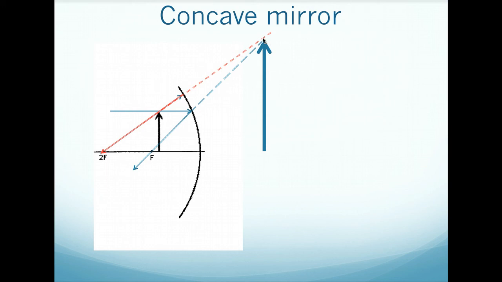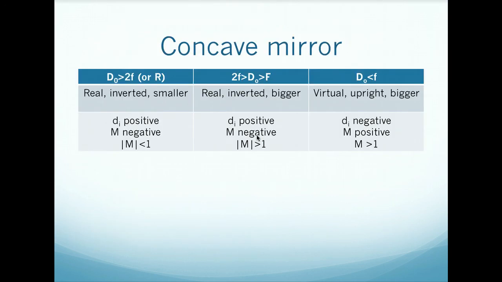This is where the tip of the arrow will be, and your image in this case is going to be virtual, upright, and bigger. So again, if you see your object upside down, that means it's a real image and it's flipped. And the size could be bigger or smaller, but if it's an upright image, it's virtual, it doesn't exist, it's all in your brain. So here's all the stuff for the concave mirror.